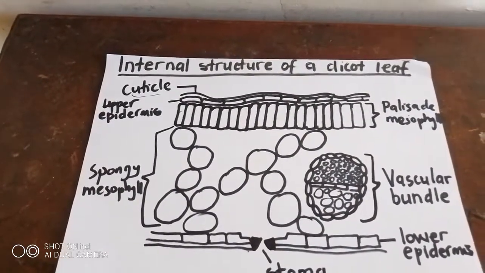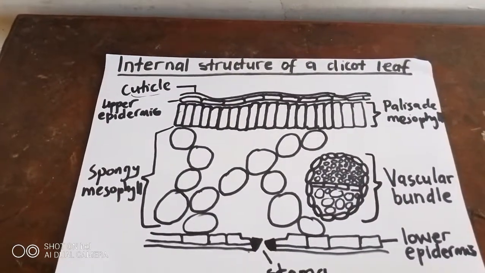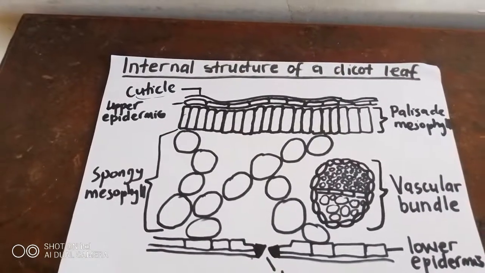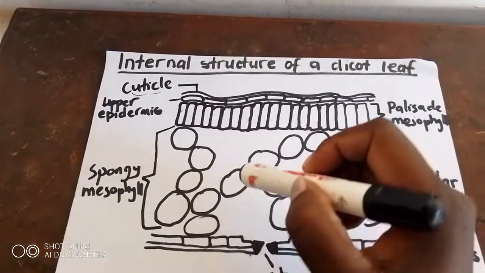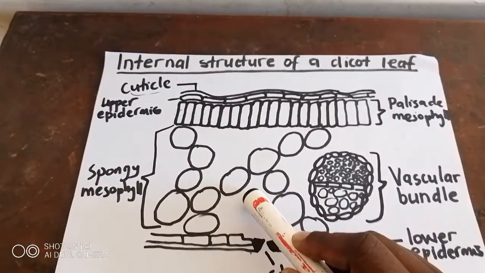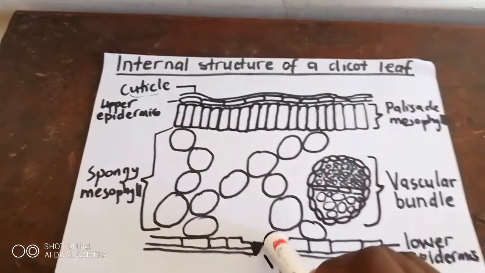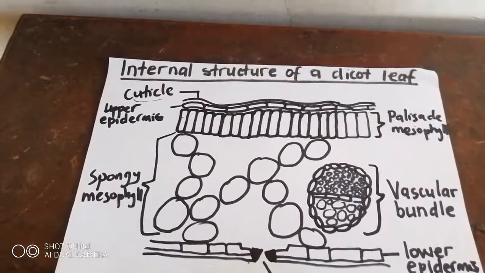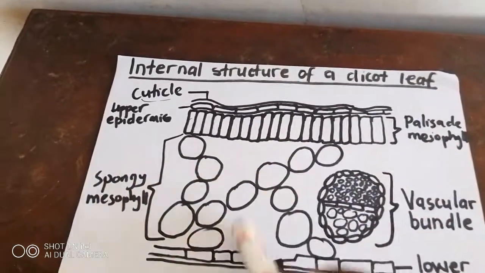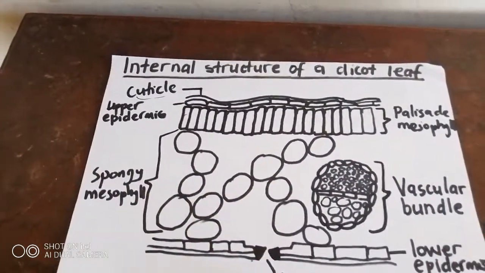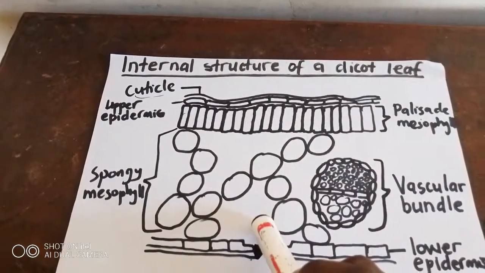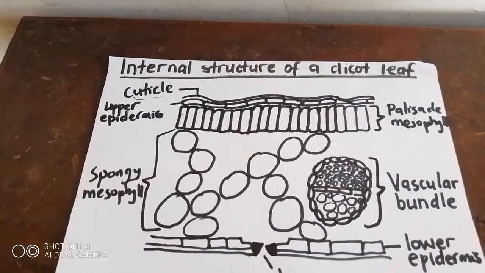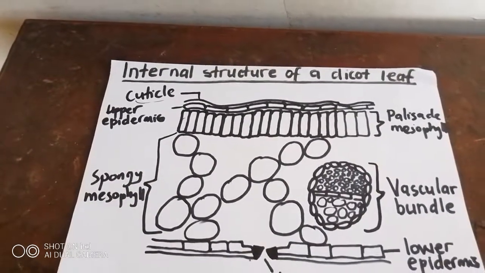Stomata facilitate transpiration and photosynthesis as carbon dioxide enters the leaf through diffusion, and then also oxygen exits the leaf through diffusion, and this process is what we call gaseous exchange. And remember that oxygen is also needed in plants for the process of respiration.